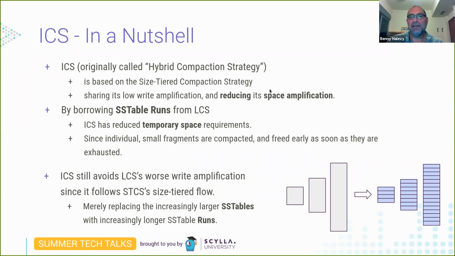We merely replace the increasingly larger SSTables depicted here in gray on the left side of the diagram. We replace those with increasingly longer SSTable runs depicted in blue on the right-hand side. So each run corresponds to the same size SSTable that STCS would create. It is just being divided into a set of smaller fixed size SSTables.